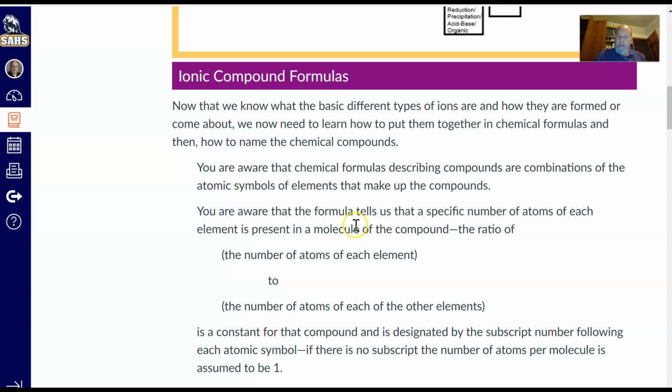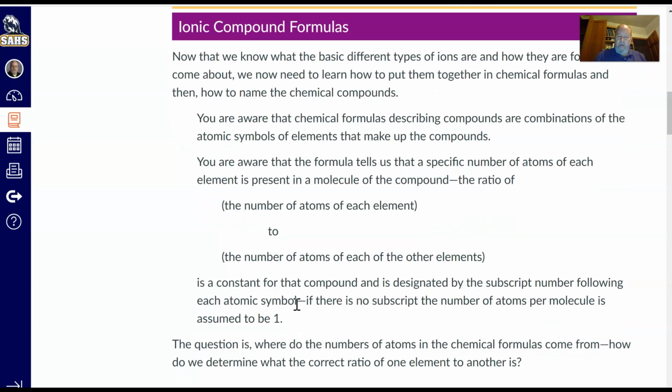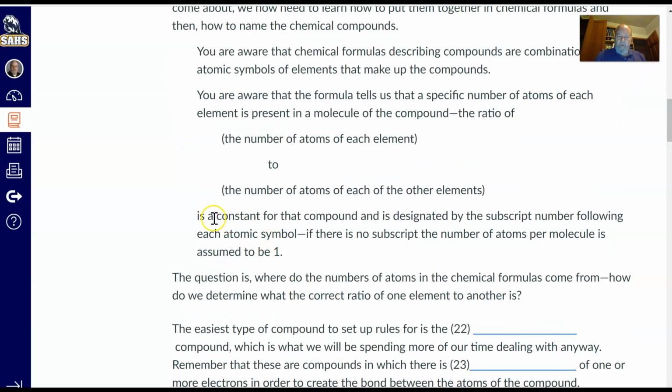You're aware that the formula tells us the specific number of atoms of each element in the compound. The ratio of the number of atoms of each element to the number of atoms of each of the other elements is what we're going for there, and it's a constant. So if I have an ionic compound that has 2 ions of magnesium and 1 of oxygen, MgO2 or Mg2O, it's always Mg2O. It's never Mg2O3 or anything like that.